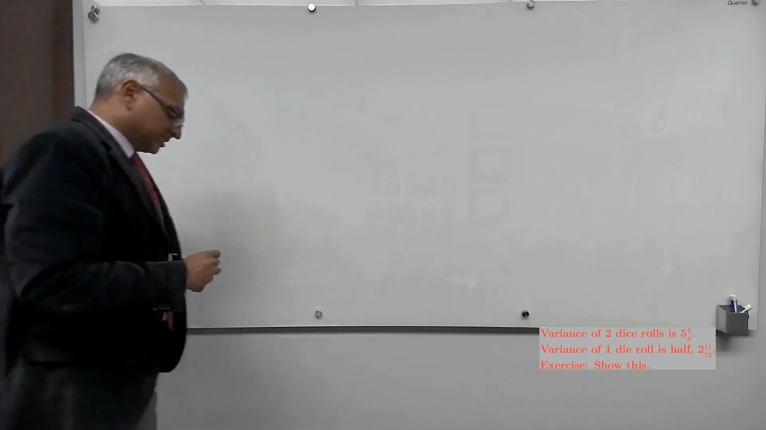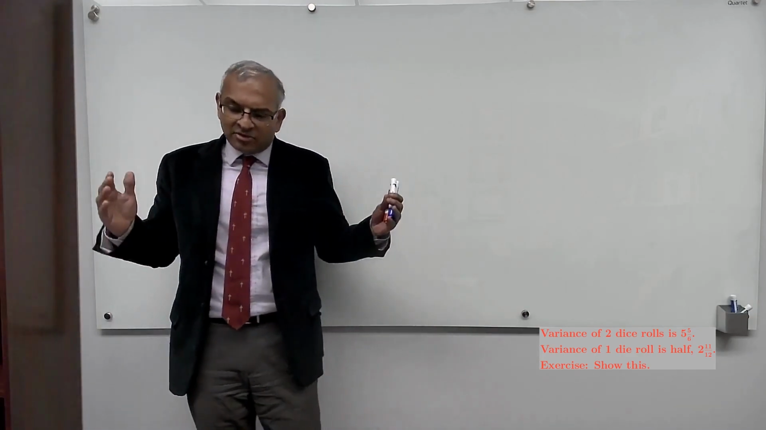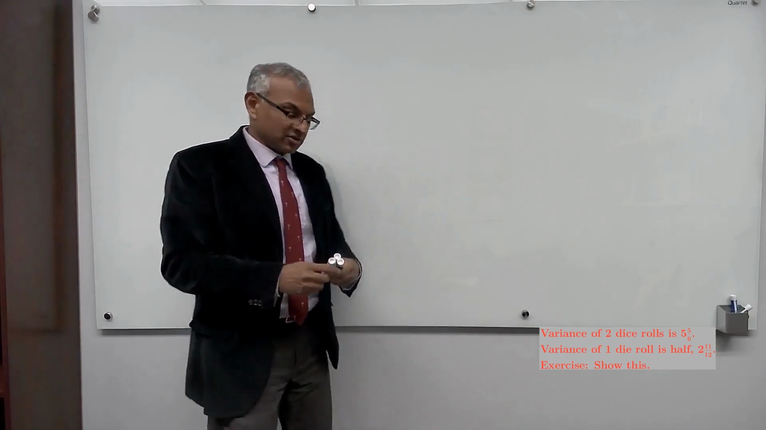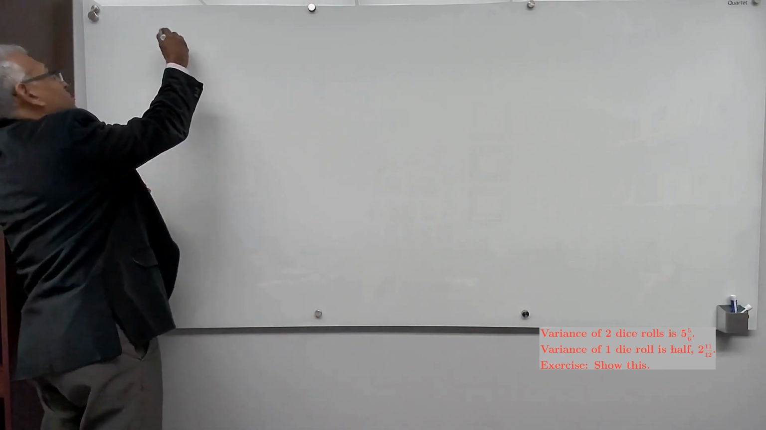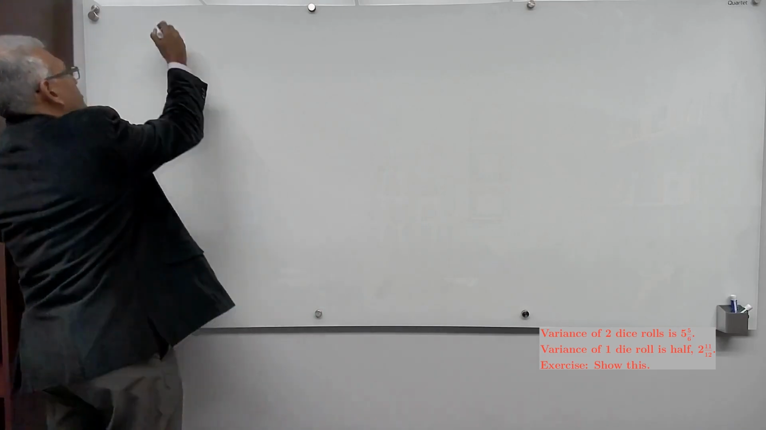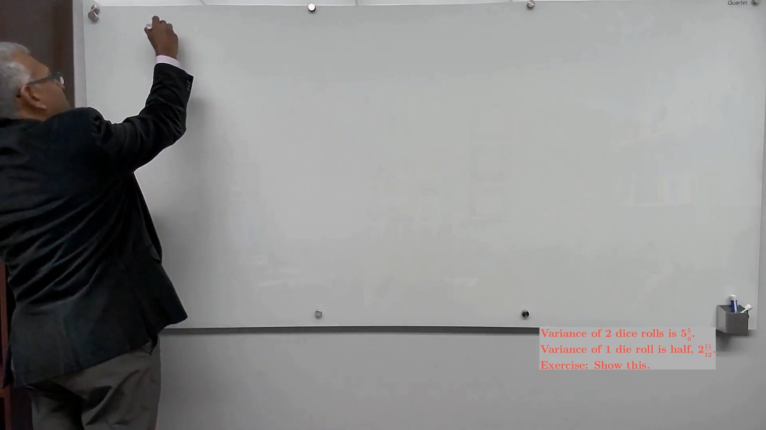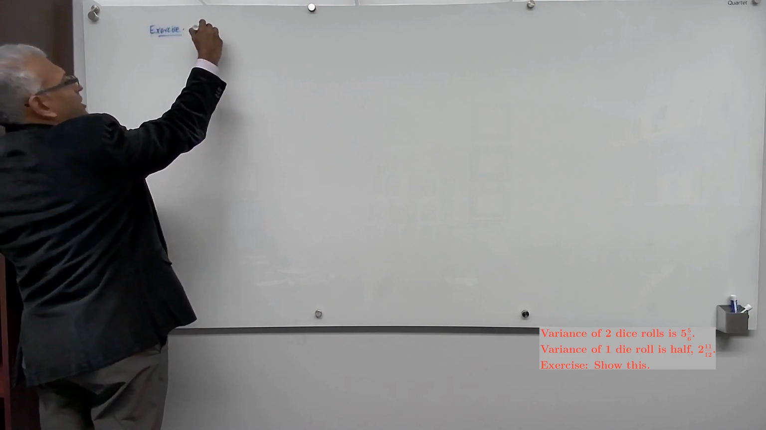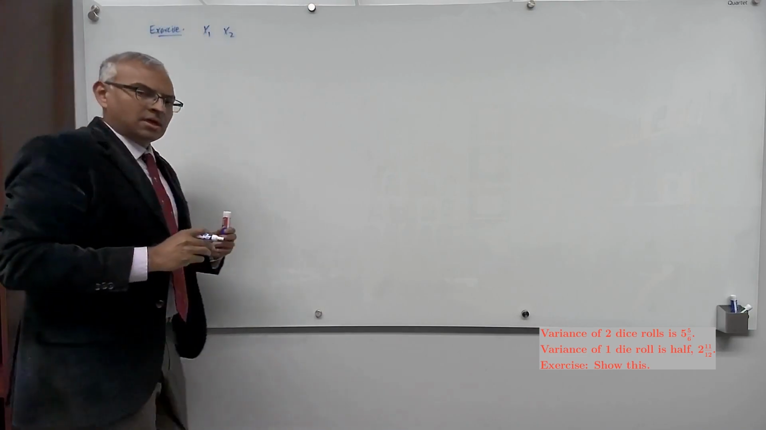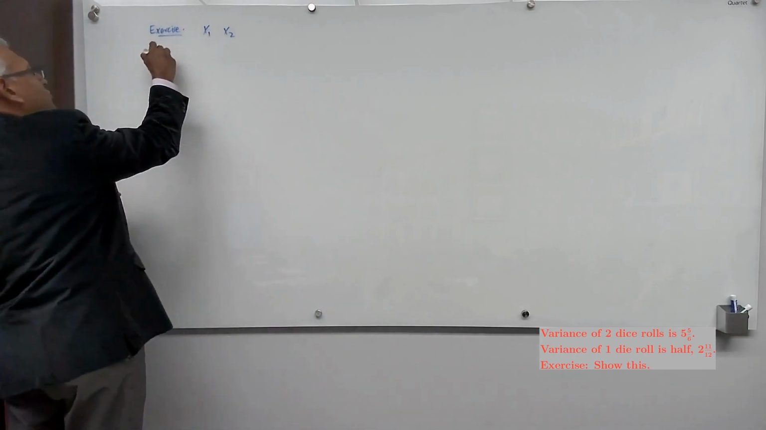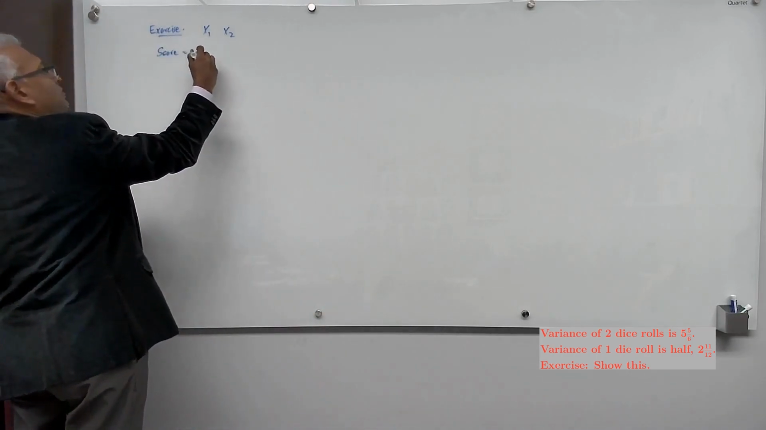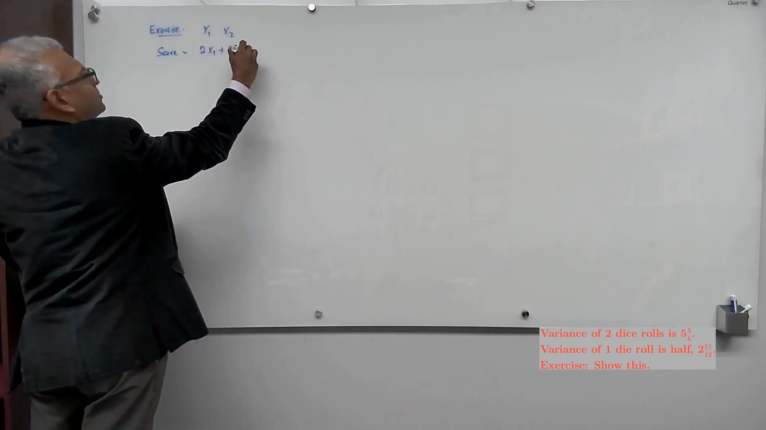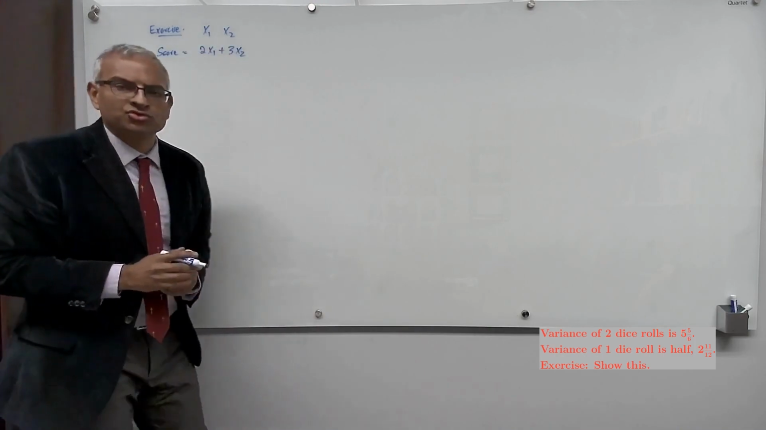Okay, that was some intense algebra, but let's have a practice exercise to make sure that you at least know how to use some of the stuff we just derived. Supposing you have 2 dice rolls, x1 and x2, and your score is equal to 2x1 plus 3x2. That's your score.